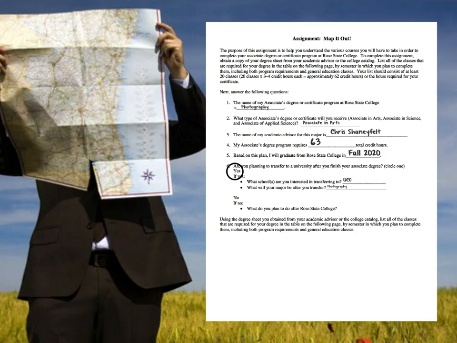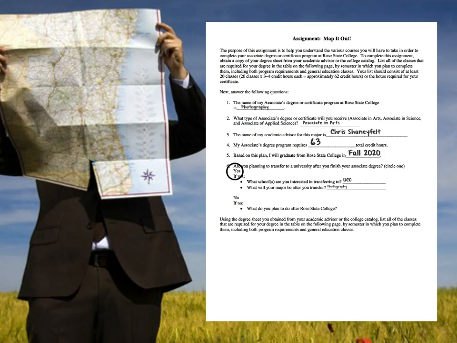One of the reasons why you'll want to obtain a degree sheet and a course schedule from your academic advisor is because that person will be able to determine for you what semesters each of the classes that you'll be required to take are being offered by the university or college. So, let's look at this person's degree program.